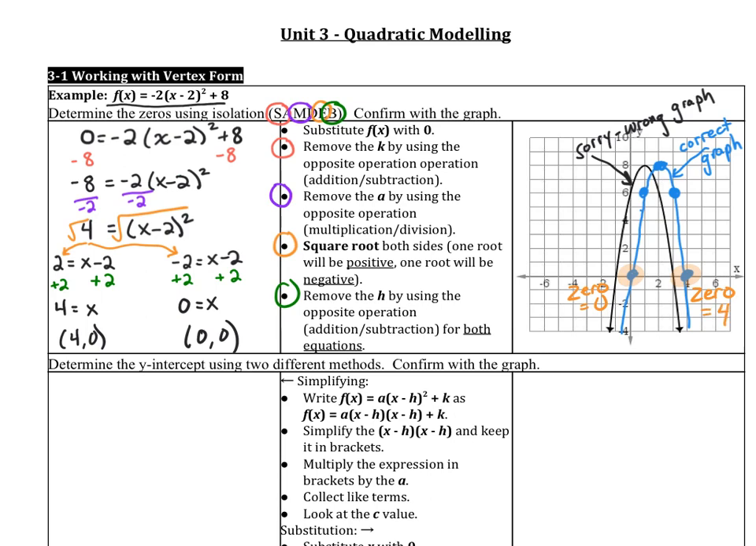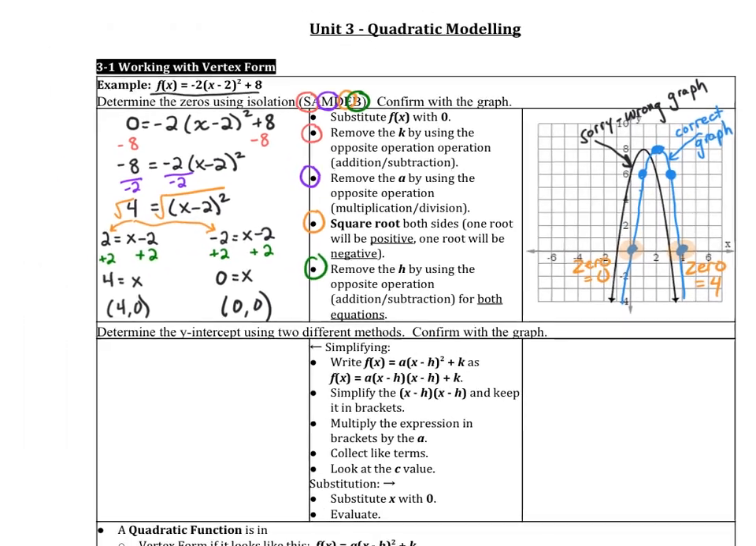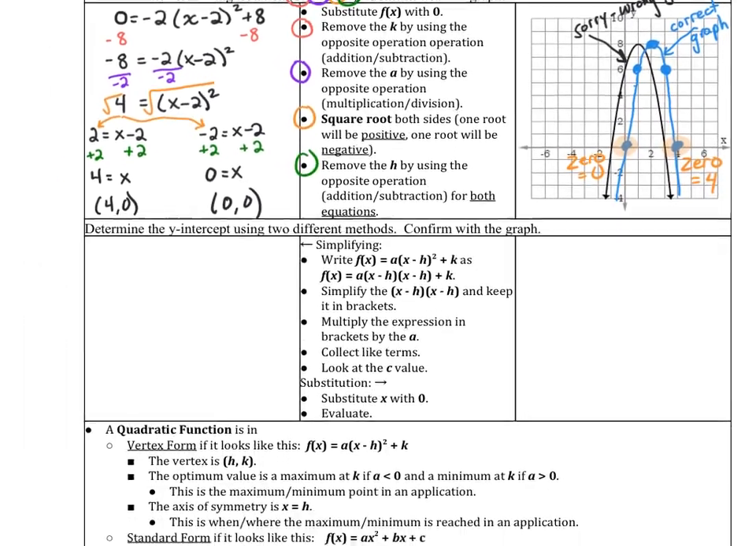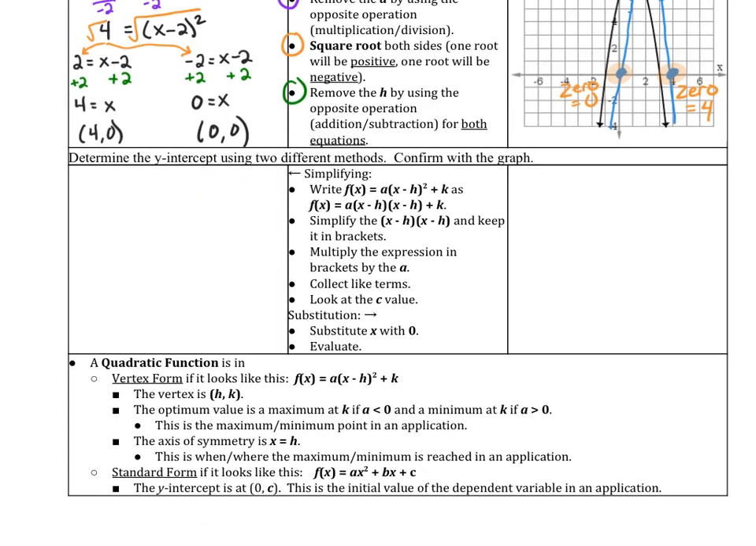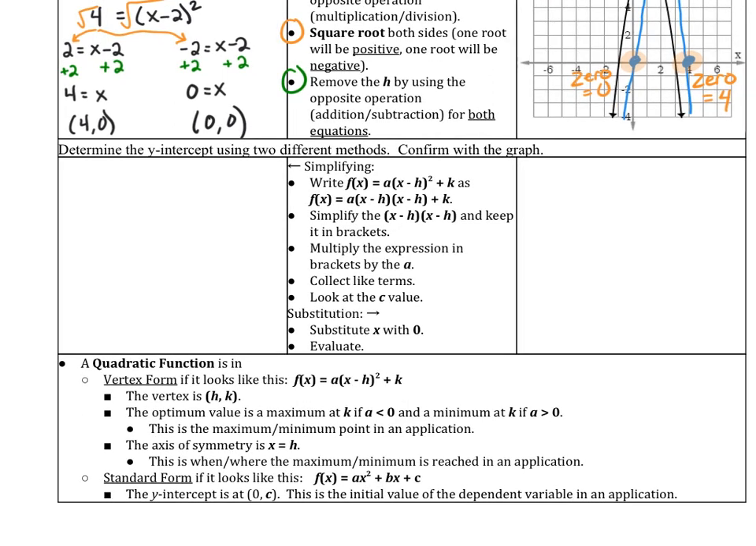So if your equation is in vertex form and you want to find the zeros, you use SAMDEB, which is to isolate. The second thing you need to know how to do is to determine the y-intercept. There are two different ways to determine the y-intercept. The first way is to expand the expression.